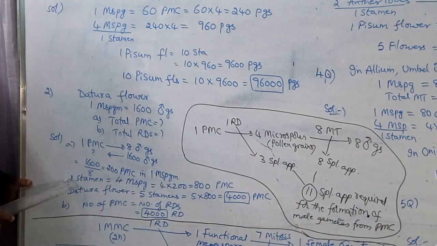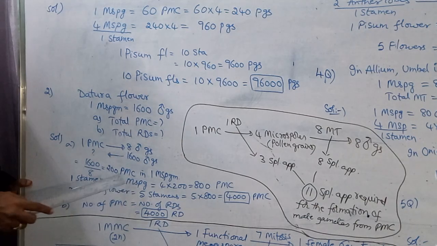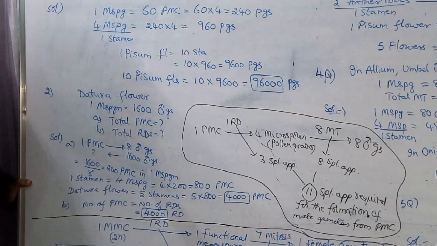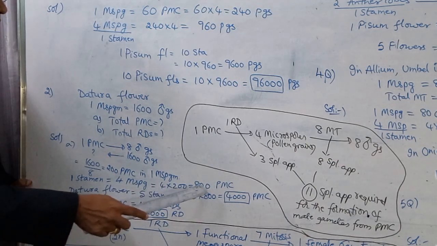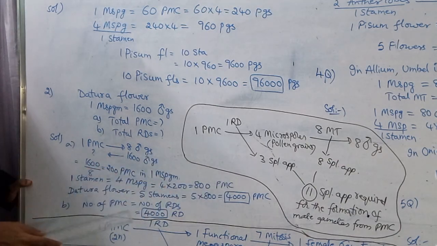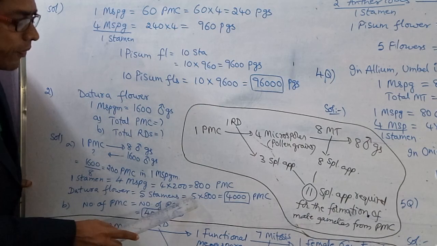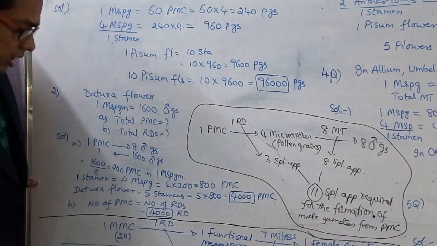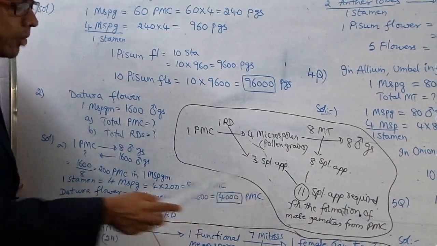That means one stamen contains how many microsporangia? 4 microsporangia. Why are we taking 4? It is dithecous. A dithecous stamen contains 4 microsporangia or 4 pollen sacs. So 4 into 200, that is equal to 800 pollen mother cells. Datura flower contains how many stamens? That means 5 stamens are present. 5 stamens, 5 into 800, that is equal to 4000 pollen mother cells. So total PMC means 4000 PMC.